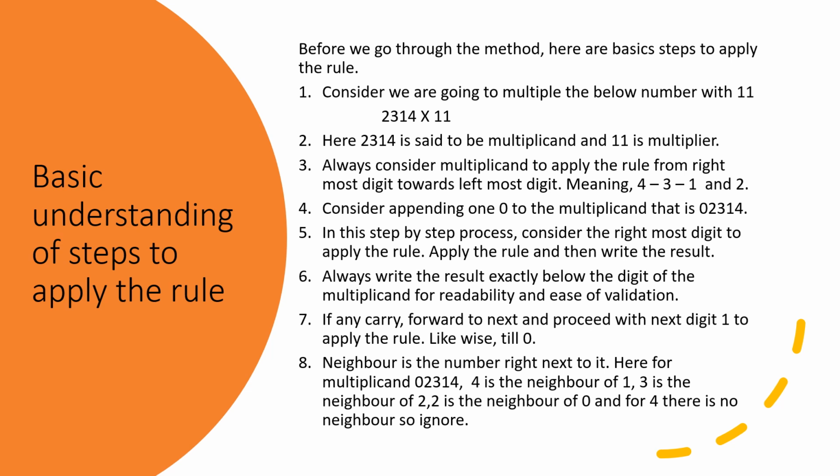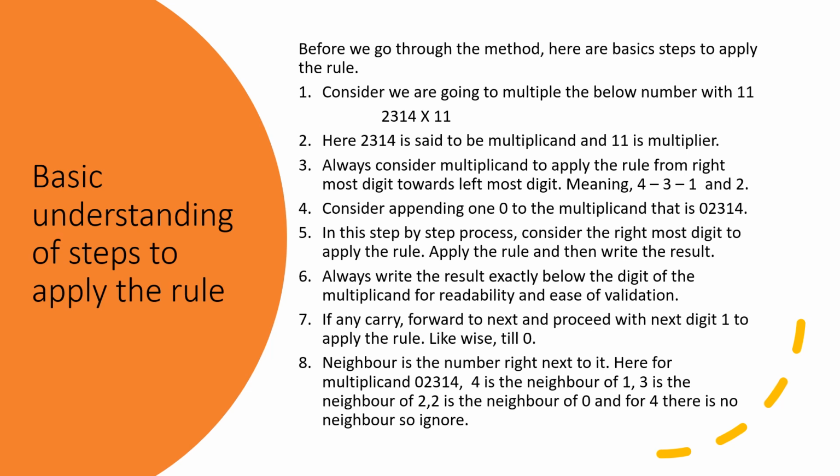So we first take the number 4, apply the rule, then go to the next number, 1, apply the rule, then 3, and then the leftmost digit, 2. Also we have to append a 0 to the multiplicand, that is, our multiplicand should be 02314. So in this step by step process, we apply the rule on 4, 1, 3, 2 and 0.